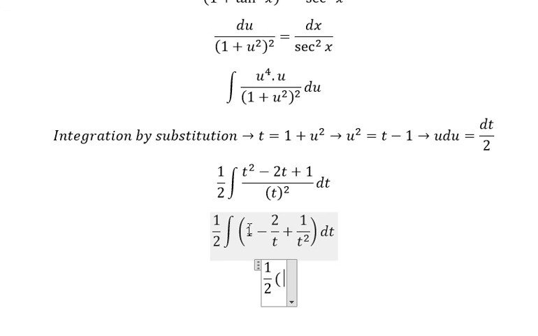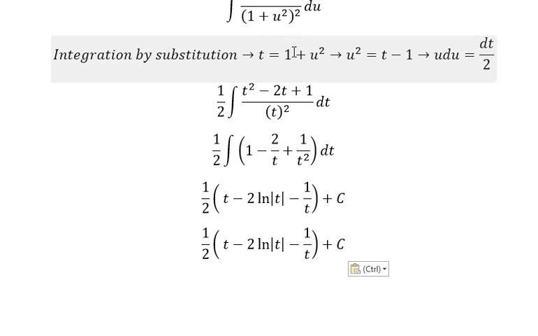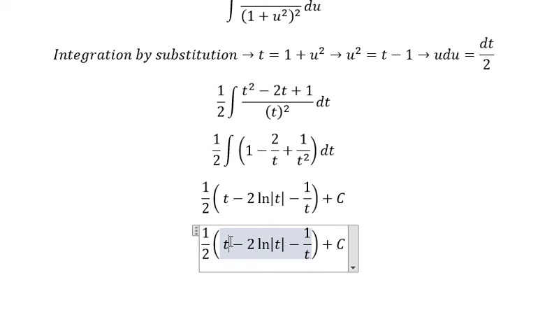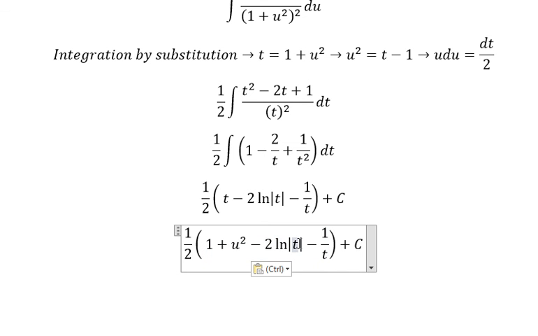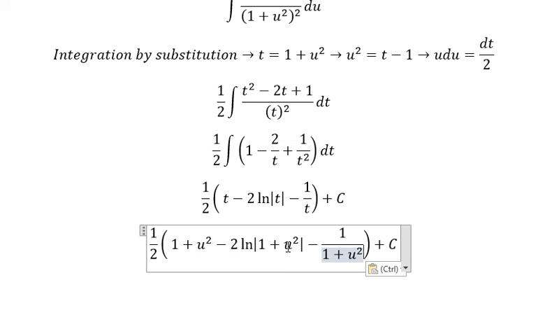The integral of number 1, you got t. The integral of 2 over t, you got negative number 2 ln of the absolute value of t. And the last one is negative 1 over t. About t, that's about this one. Because this one provides a positive number, we don't need to use the absolute value anymore.